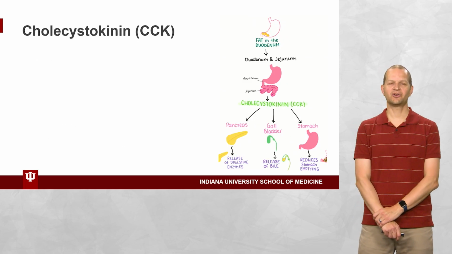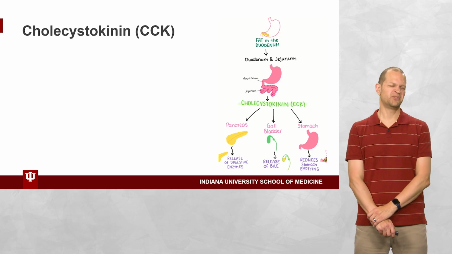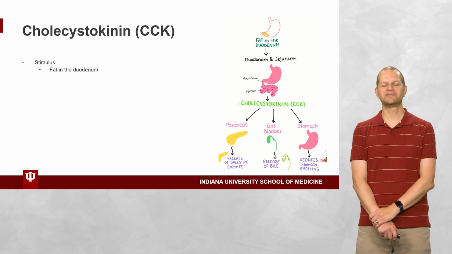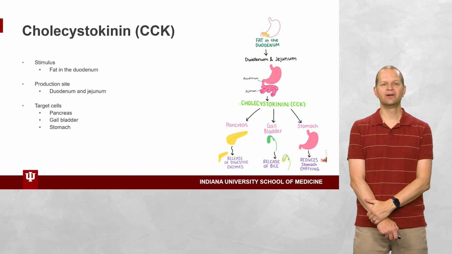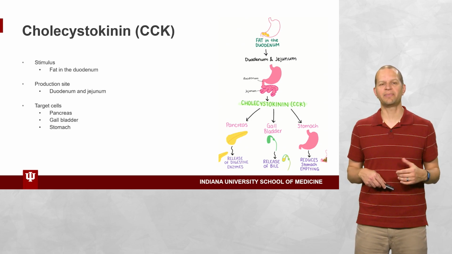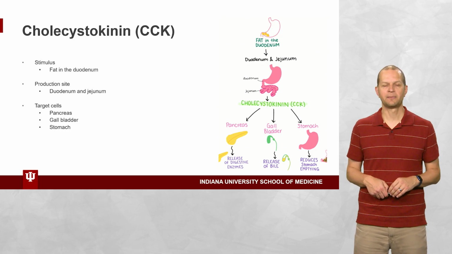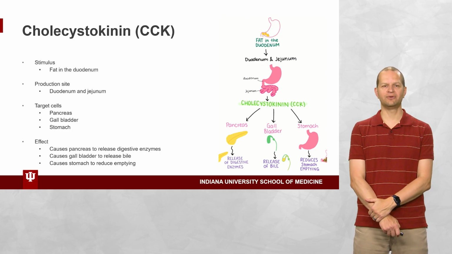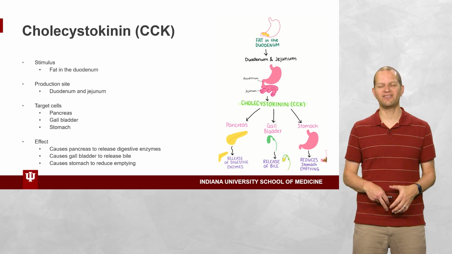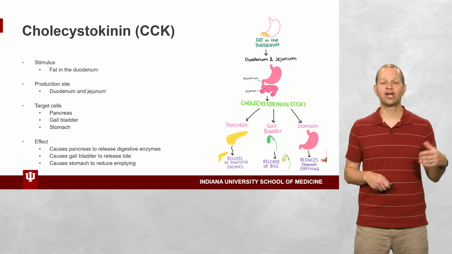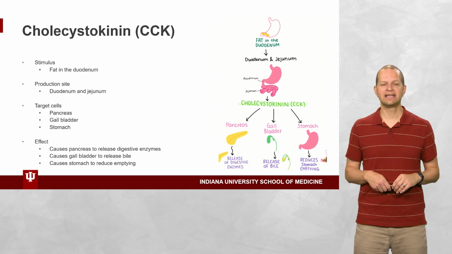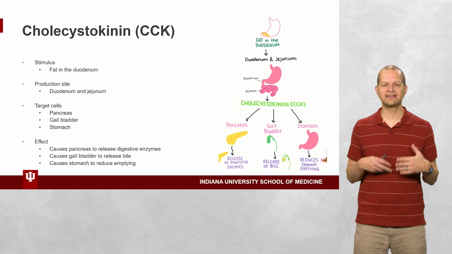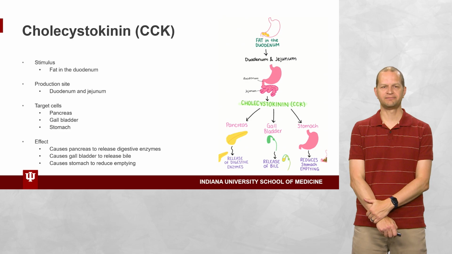And then we've got cholecystokinin, or CCK, kind of a fun word to say. This is stimulated by having fat in our small intestine. The small intestine, the duodenum and the jejunum, release CCK, and ultimately CCK targets the pancreas, the gallbladder, and the stomach. These are all going to work together to break down fats. The pancreas releases digestive enzymes that help break down fat. The gallbladder releases bile, which allows fat to be broken down and emulsified. And then it causes the stomach to slow things down so we can break down these fats.